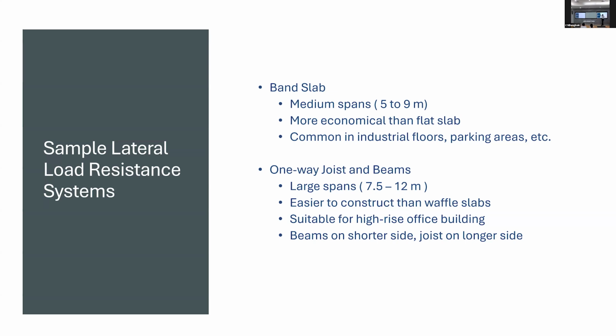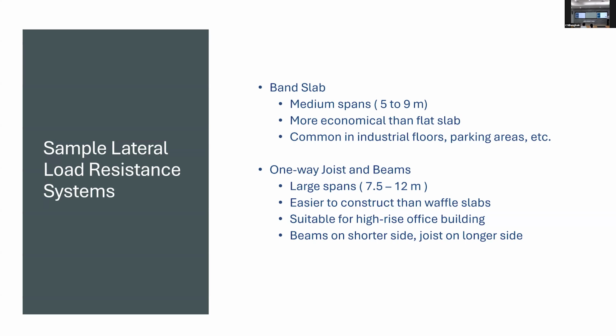Because parking area height is small, you need room for the cars to park, so they put band slab there. You will see it often in parking areas. One-way joist and beam is very good for tall buildings. Many people still use it because joist, as I showed you earlier, is a narrow beam, closely spaced, and they can do long spans. Okay, so these are very good, up to 12 meters they can go.